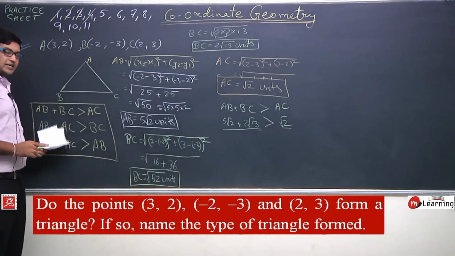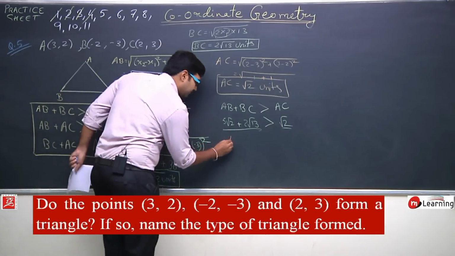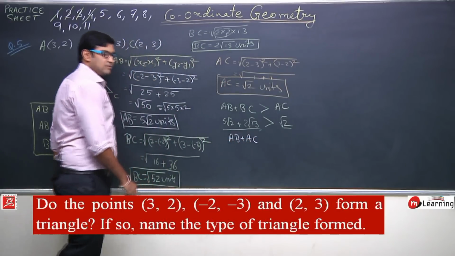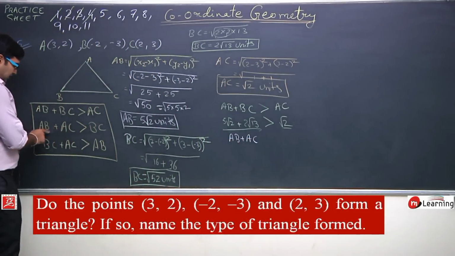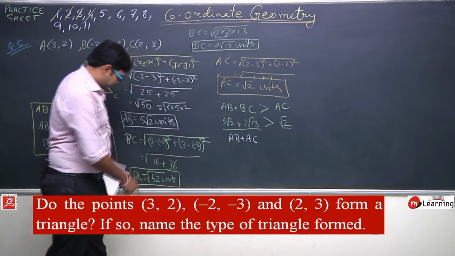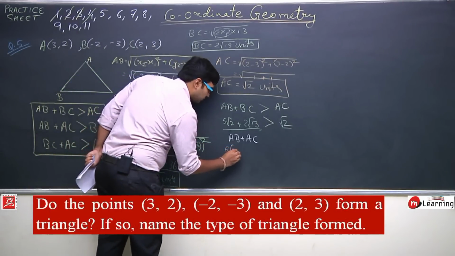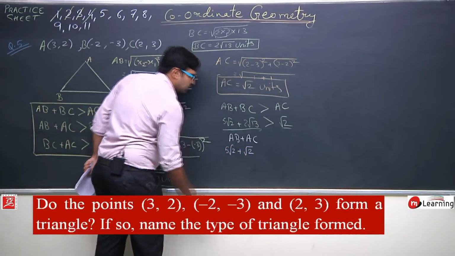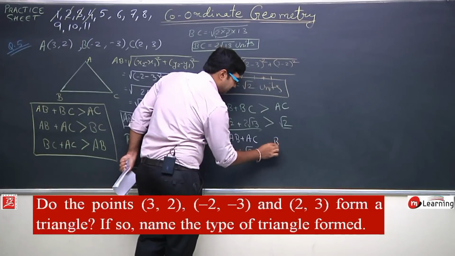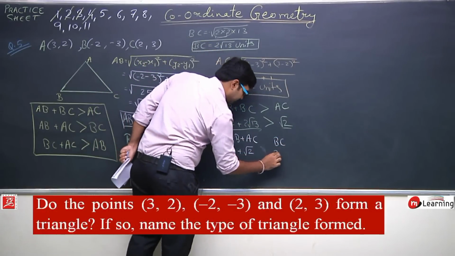Now let us check the second condition, AB plus AC. Let us check AB plus AC. Is AB plus AC greater than BC? What is the length of AB? It is 5√2, 5√2 plus AC is √2. Is it greater than BC? The length of BC is 2√13.